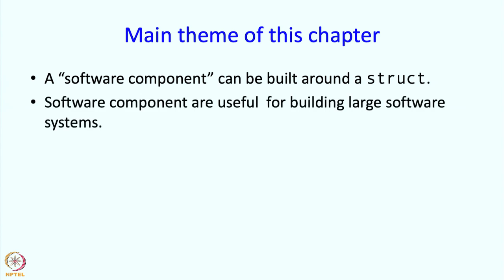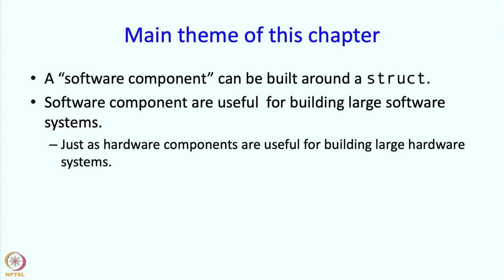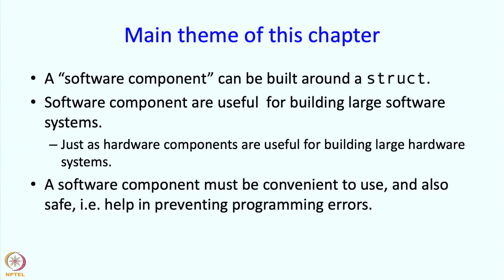Now, software components are useful for building large software systems, just as hardware components are useful for building large hardware systems. And a software component must be convenient to use and also safe, exactly in the sense that hardware components are convenient and safe. So, for example, software components should help prevent programming errors.